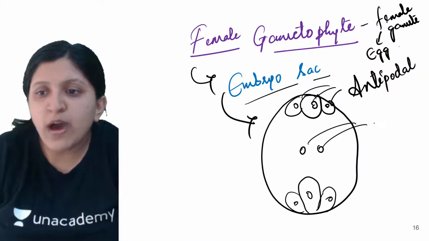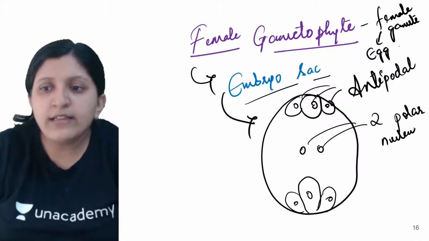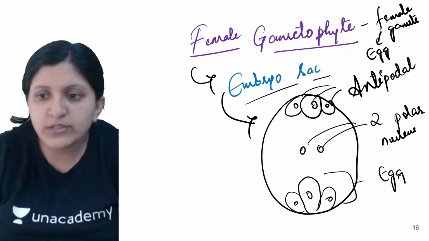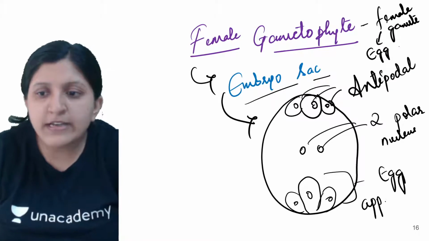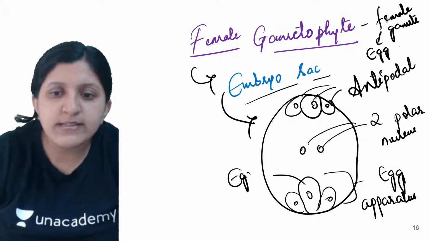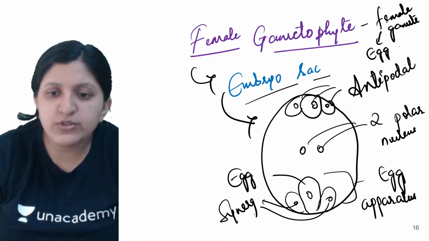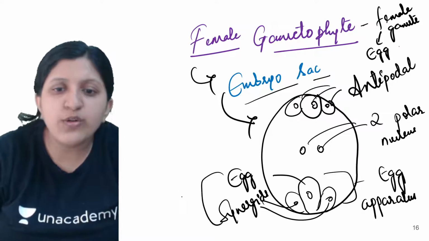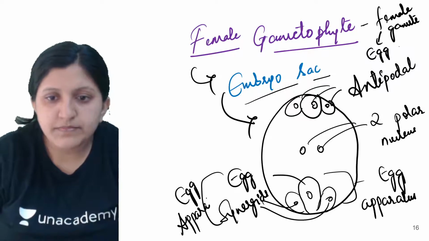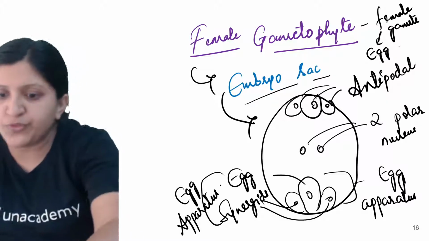Now these two are the polar nuclei that you can see, and on the other side, this whole thing is an egg apparatus. So this one we call the egg apparatus. It consists of the egg, and these two are the synergids. Hence on the whole we call this an egg apparatus. All right, so this is the structure of the female gametophyte that you can see.